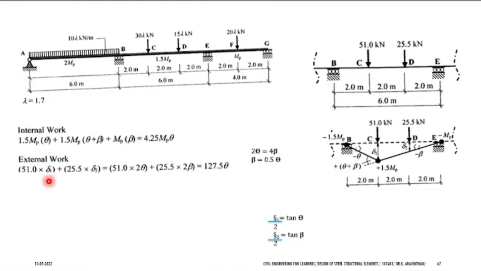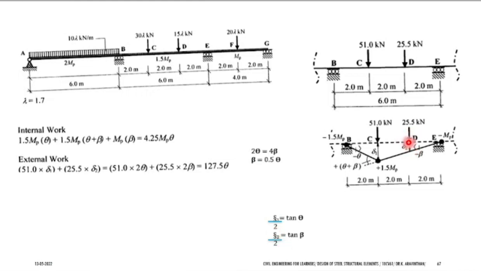Those are the loads. So you have two loads which are visible, 51 into del 1. So what is del 1? Del 1 you can find by using tan theta. So you can take this triangle. How to find this del 1? You can use tan theta equal to opposite, which is del 1, over adjacent, which is 2. So del 1 by 2, you can find this theta. Since your angle is small, you can remove the tan and you can find that answer.